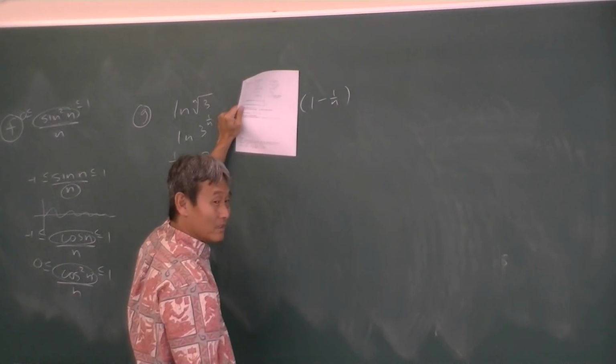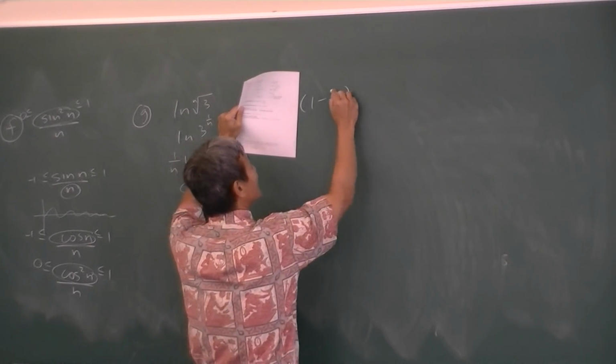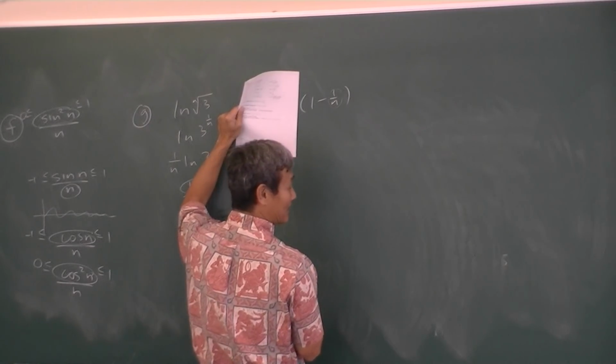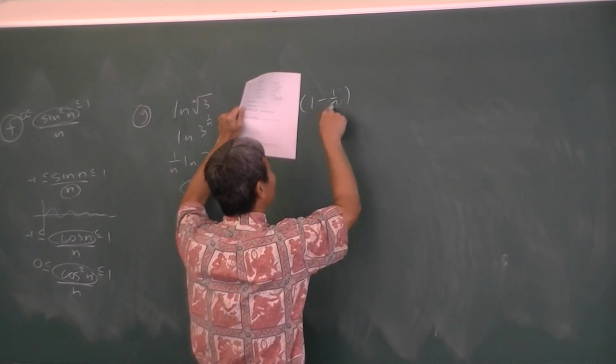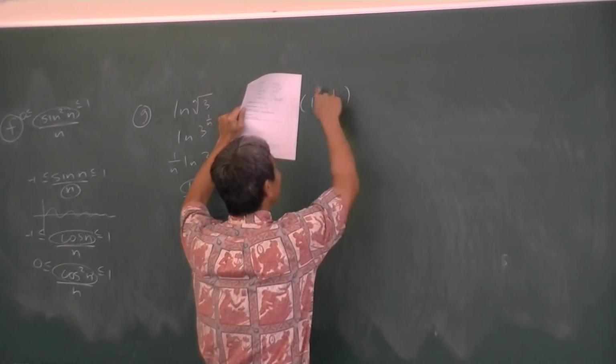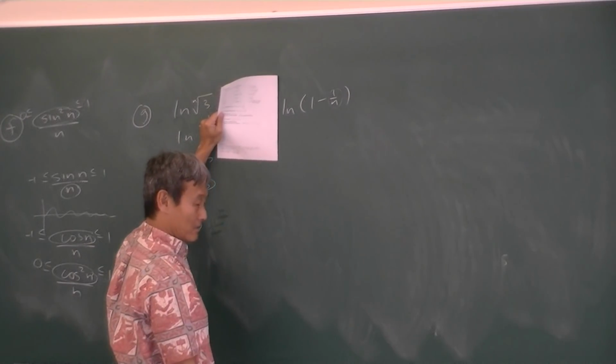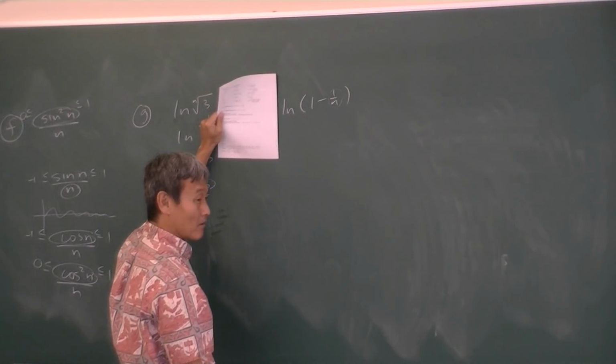It's 1. How come? Because what's the limit of just that thing? If the degree of the bottom is bigger than the top, it's 0. What's 1 minus 0? 1. So this thing gets closer and closer to 1. And what's natural log 1? 0. Also, 0 times anything is 0.